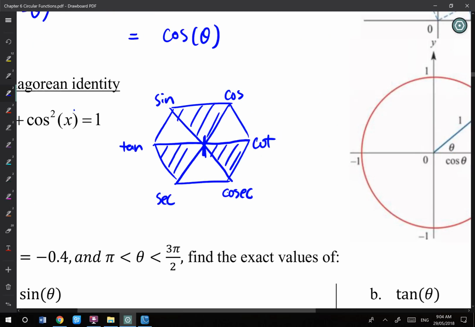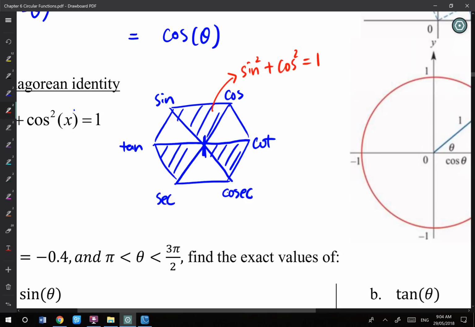Okay, each triangle here represents a relationship. The first triangle gives you the horizontal two, which add up to give you the bottom. So it's sine squared plus cos squared equals 1. That's the relationship you have from the first triangle.